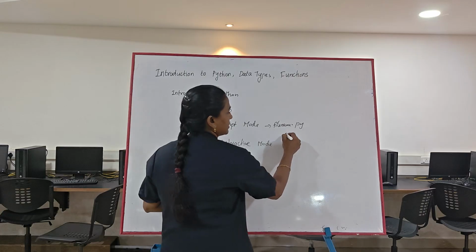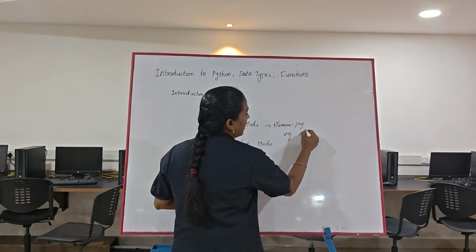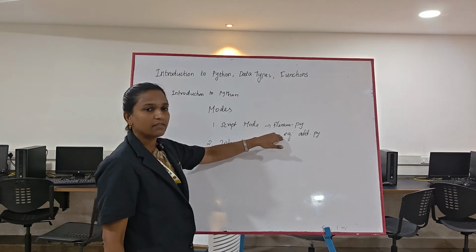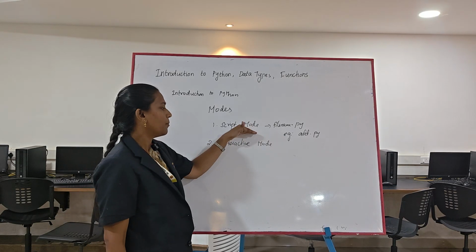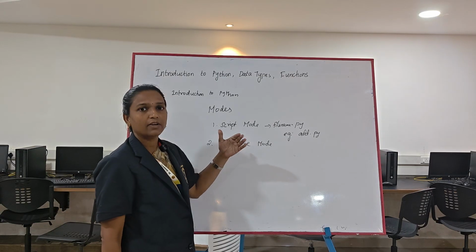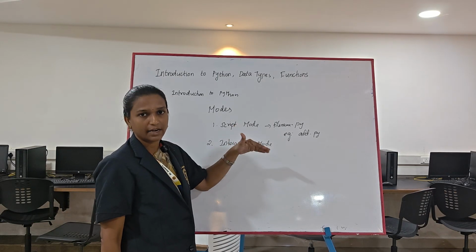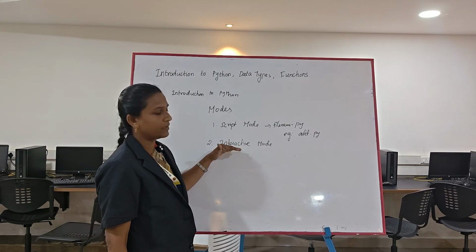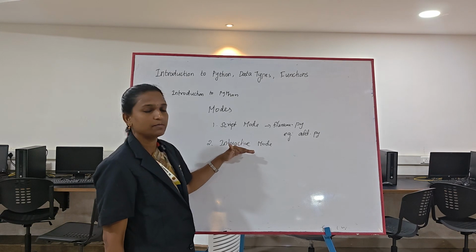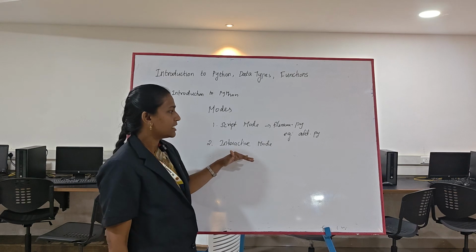For example, we will say add.py. We have to save like this. After that we have to compile the program. But in interactive mode, we sit at the Python prompt and compile the program while running. That is interactive mode. We can interact with the interpreter directly and write the programs. That one we will call interactive mode.